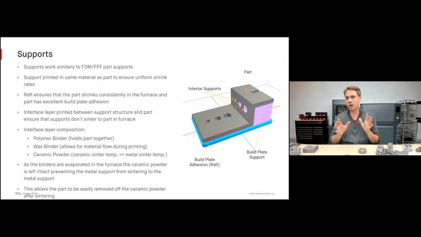This makes it extremely easy to remove our parts off of supports, and it's something that's pretty unique to a metal FDM process like the Studio system. In powder bed fusion, your supports are actually welded to your part, they have to be cut off. So this makes it a very, very accessible process. We have some great examples on the website of parts being removed from supports if you're interested in seeing more about that.